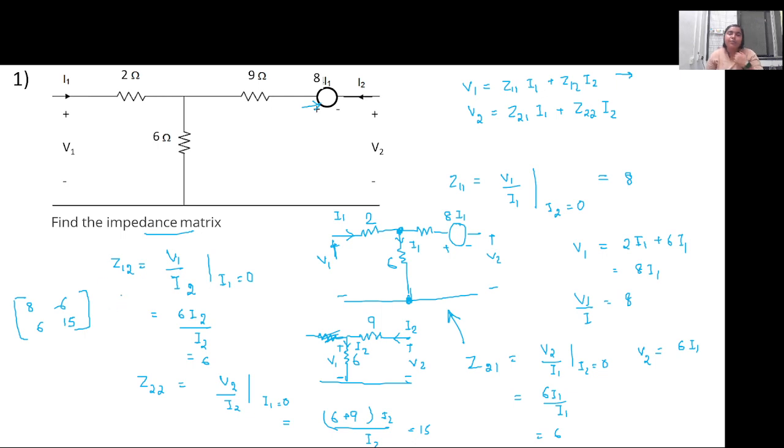Is this circuit reciprocal? Yes, ma'am. Yes, because Z12 is equal to Z21.